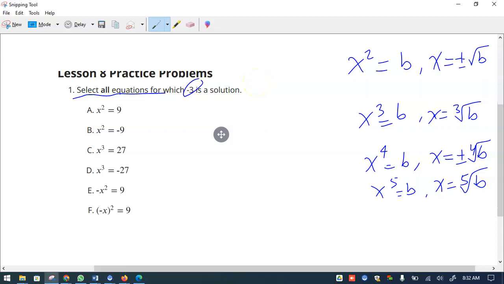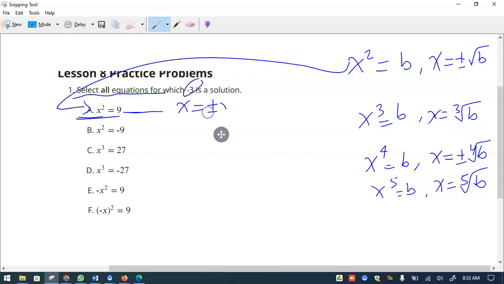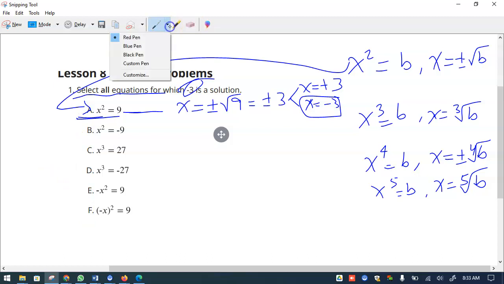So let's begin with the first one. The first one is x squared, and we can straight away apply this. So x is plus or minus square root of 9, and the square root of 9 is 3. So you have two answers: x equals plus 3 and x equals minus 3. So there is a solution x equals minus 3. They're asking which equation has the solution, and we have seen the first one is correct. So this is one of the answers.